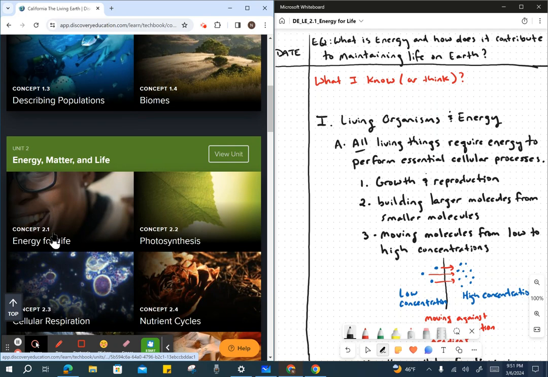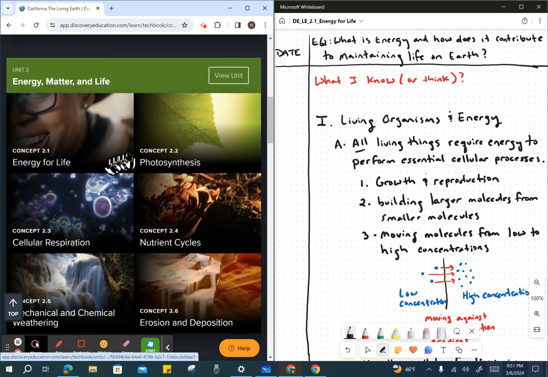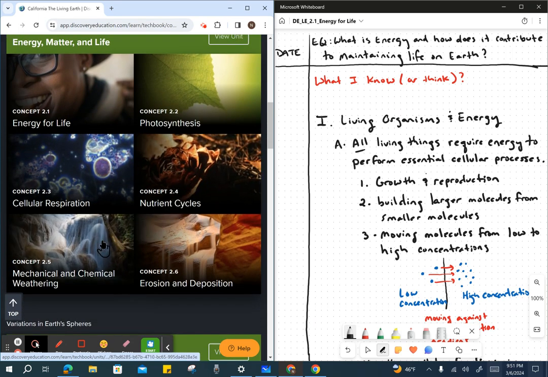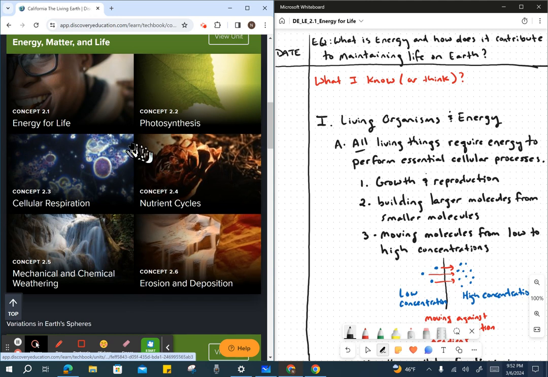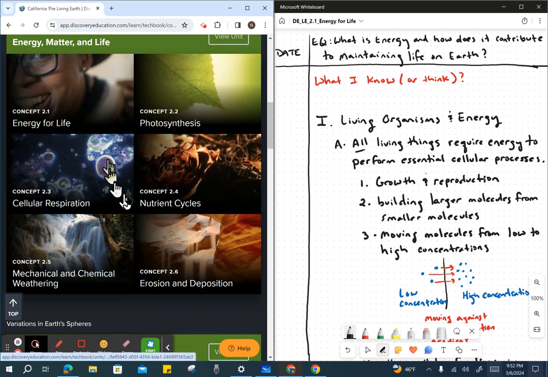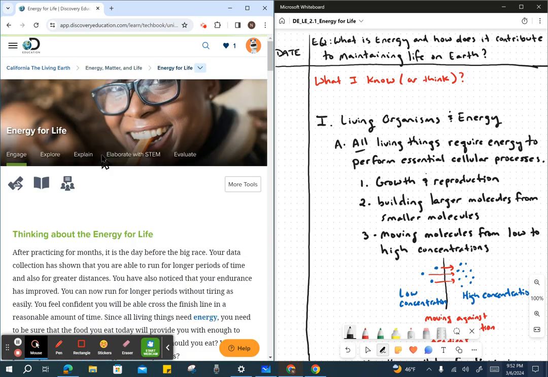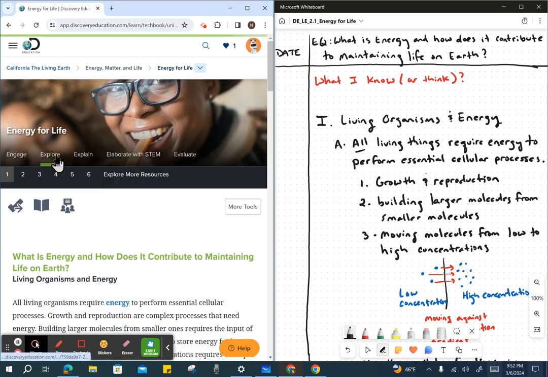2.1. Prospectively, you can see that we're going to talk about photosynthesis, cellular respiration. We'll get into nutrient cycles, and then we'll get into mechanical and chemical weathering and erosion and deposition. So these first 3 concepts are going to be about energy. So click on 2.1. And let's just jump into Explore.